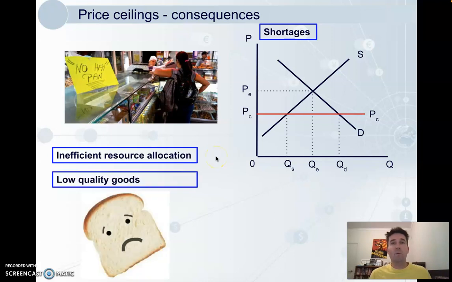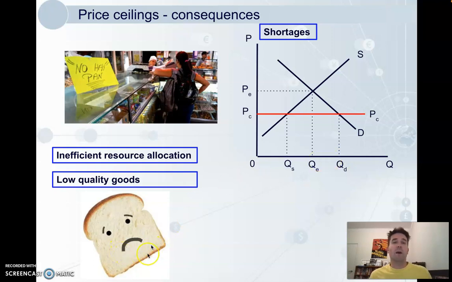So before price control, more resources were allocated to bread production. We know that because more bread was created. The market sent a signal to producers to make it in the form of a price. Now, the price mechanism just can't work, so we have an inefficient allocation of resources.